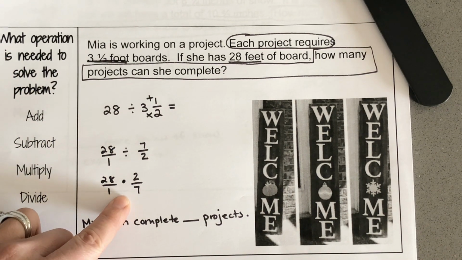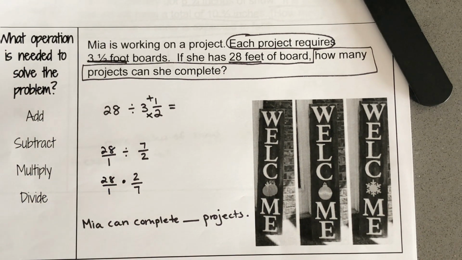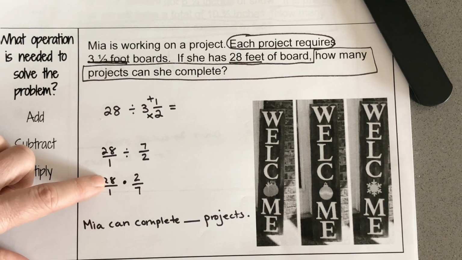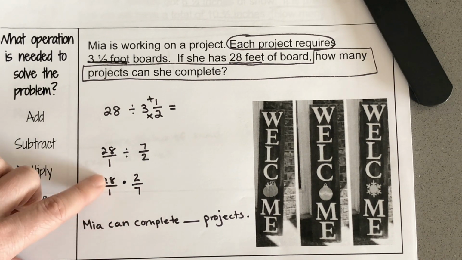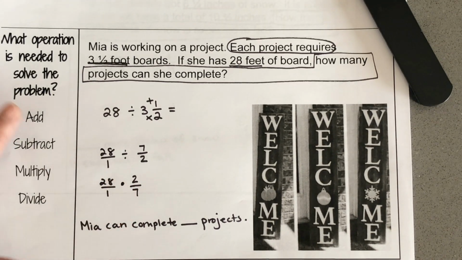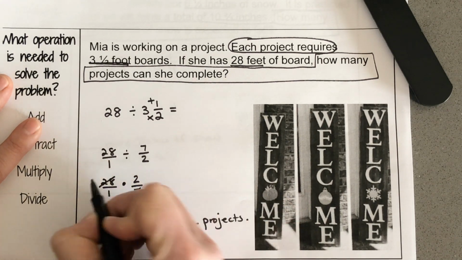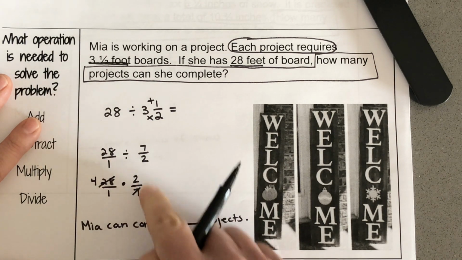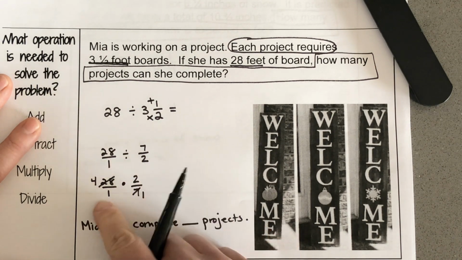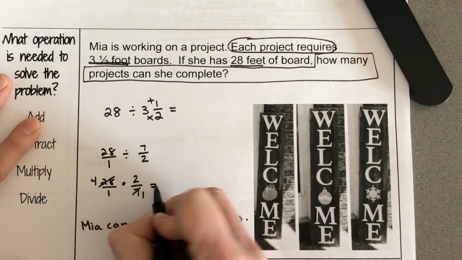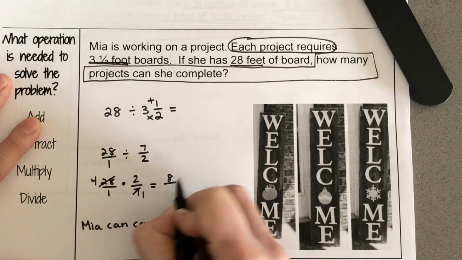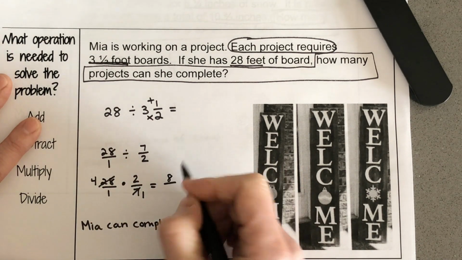Now it's multiplication, so we simplify before we multiply. Take every numerator to every denominator. 28 and 7, they share a factor. It's 7. 7 divided by 7 is 1. 28 divided by 7 is 4. 2 and 1, I'm done, there's a 1. So here we get 4 times 2 is 8. 1 times 1 is 1.